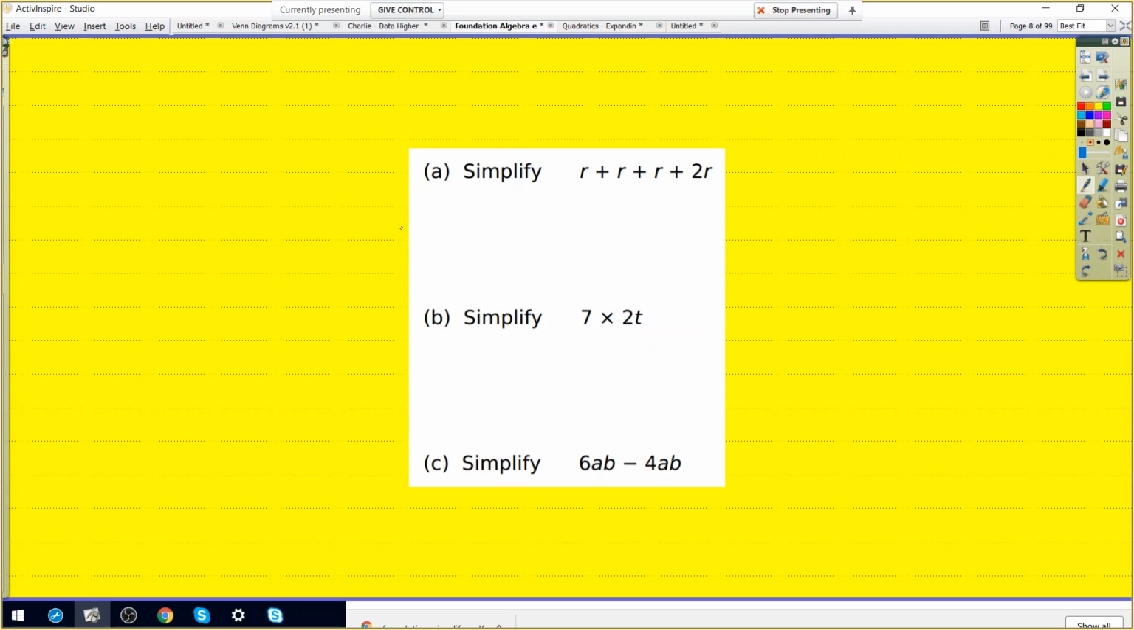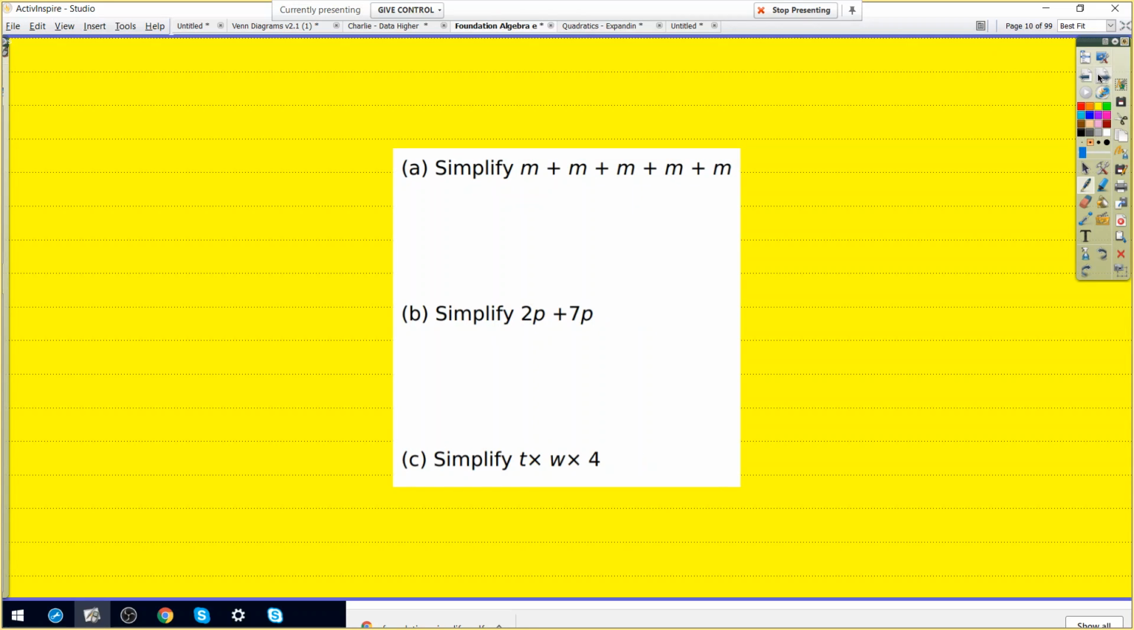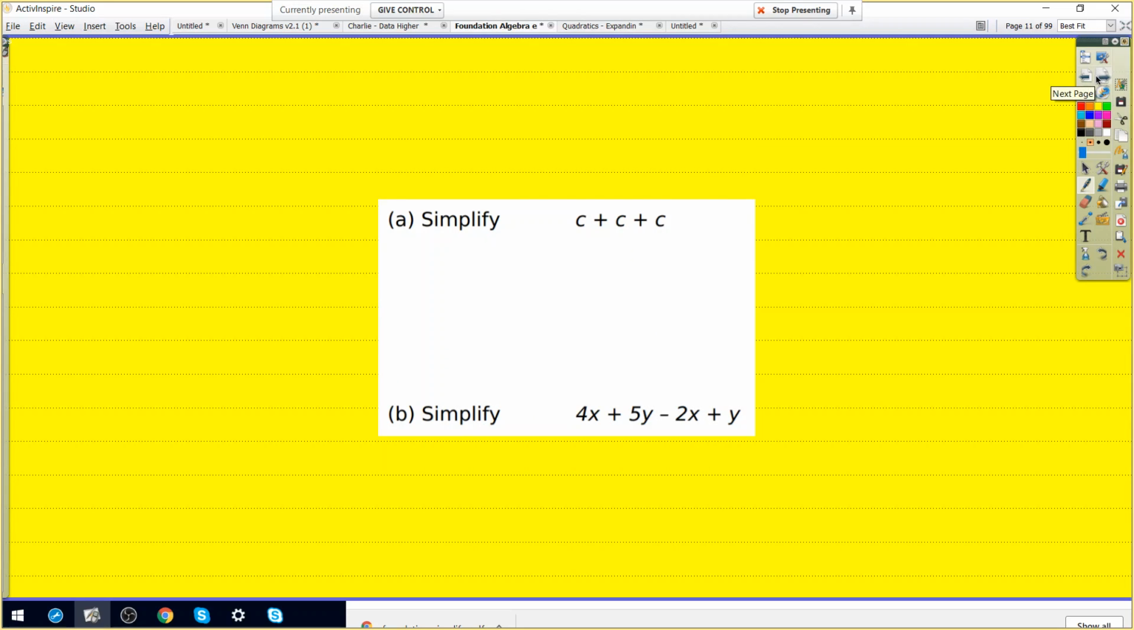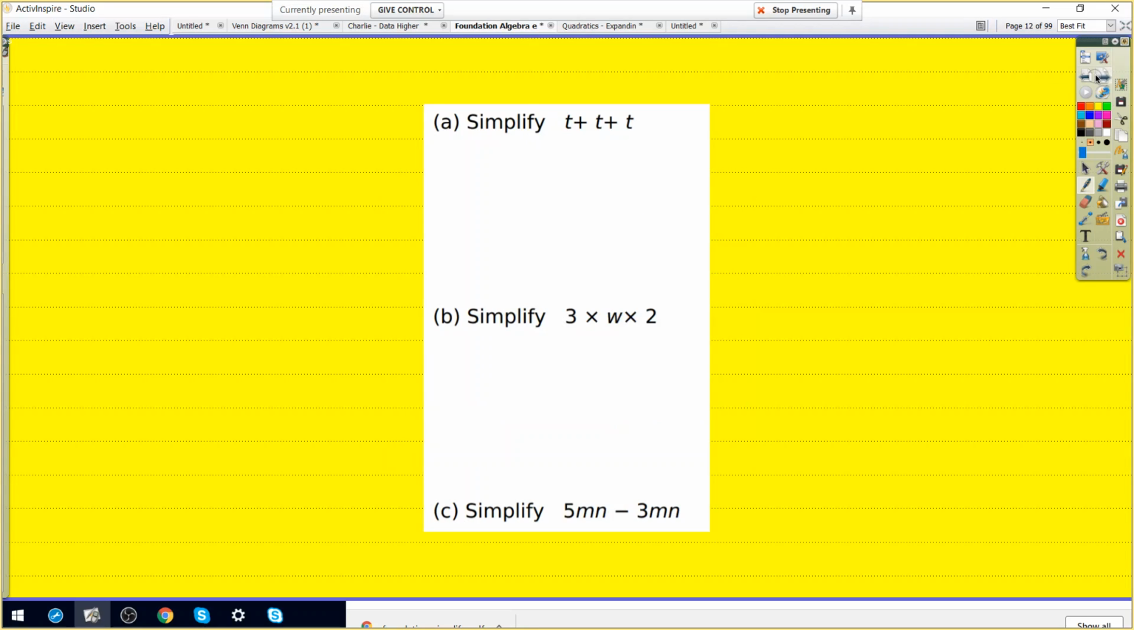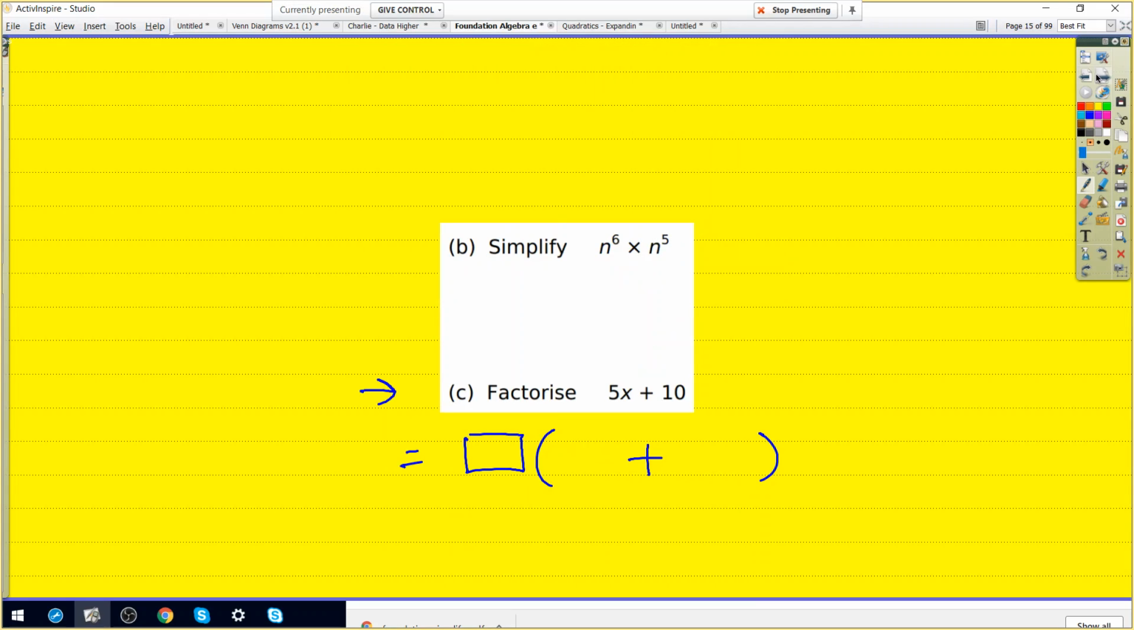Okay, what would these be? Would the first one be 5r? Yeah. 14, 2. And 2ab. Okay. That's okay. You'll be fine there. They all seem to be that.